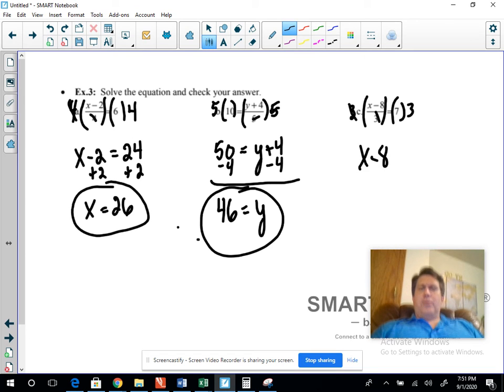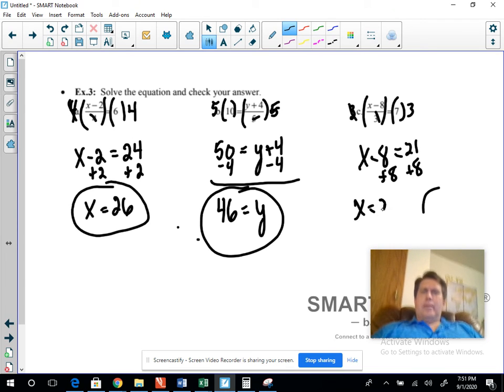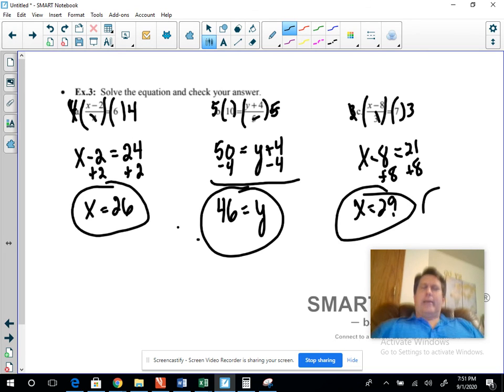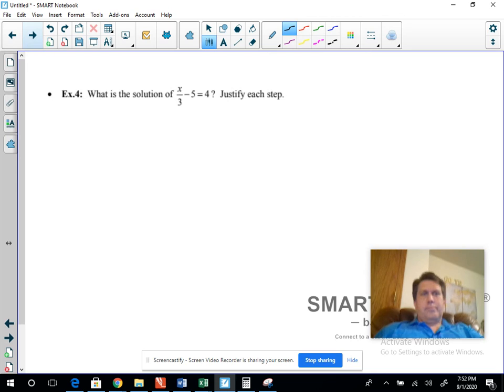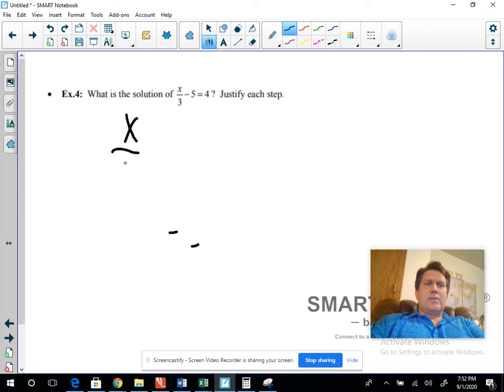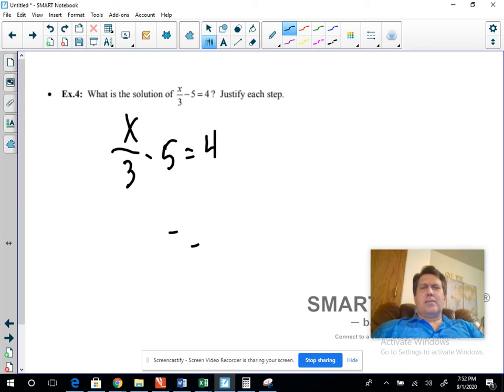So the 3 cancels the 3 in the bottom. We get x minus 8 equals 21. I'm going to add 8 to each side. And x equals 29. All right, this one says, what is the solution of x over 3 minus 5 equals 4? And it says justify each step.